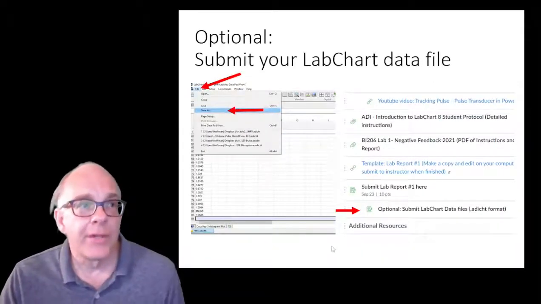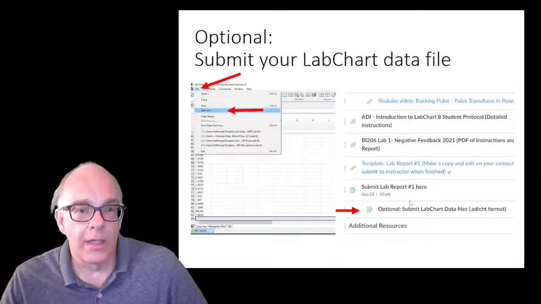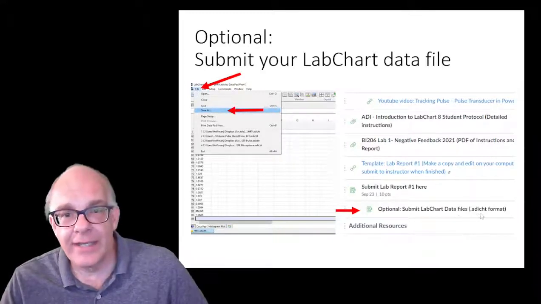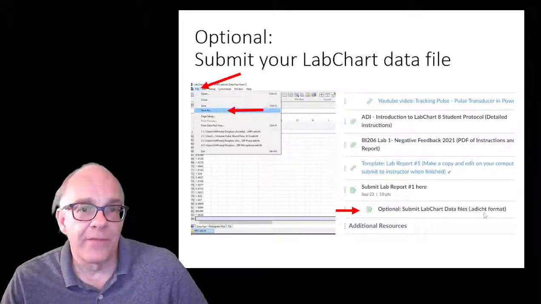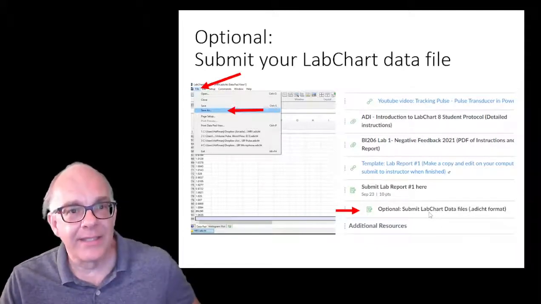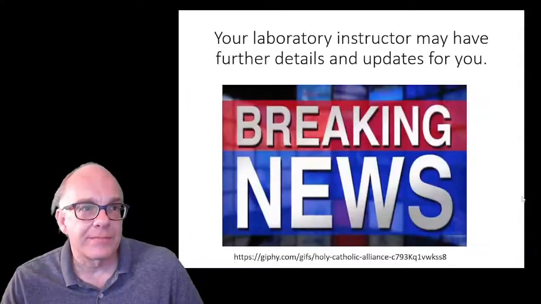If you have a good data set, I'm asking, just because we're trying to collect more and more stock data that we have available, if you've got a good set, you can go in and go File, Save As. This will save it in the ADICHT format. That's the format for the LabChart system, and you can submit it. It's not required. We're starting to collect it, so there's not a huge need for lots and lots of these, but if you've got a good data set that's well labeled, please consider uploading it here so that we have that available in future years.